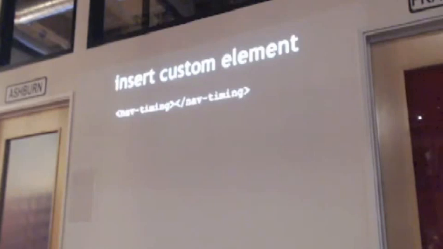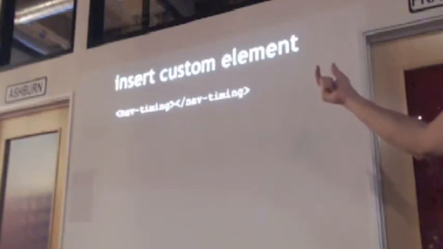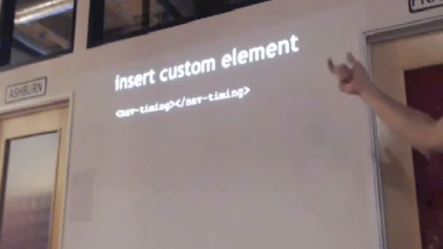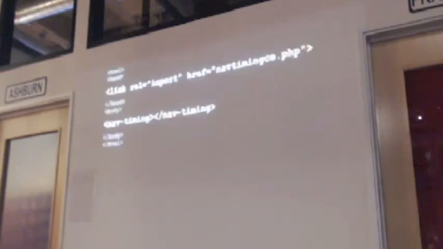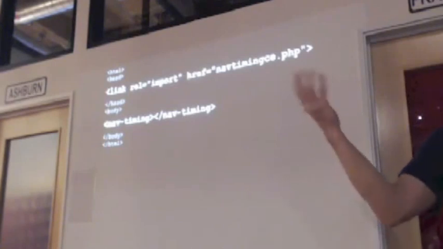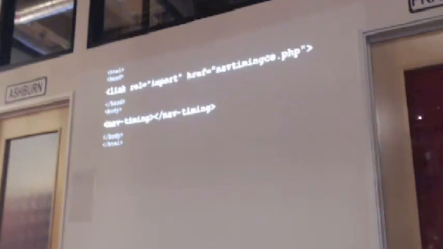So now I have this imported custom element. How do I actually insert it into my page? I registered that tag, nav-timing, so I can say open nav-timing, close nav-timing, and that's it. Pretty clean, right? That's really powerful. Now, here's what my HTML page looks like that's using this reusable web component, custom element. It's pretty sweet, right? Is there a race condition?